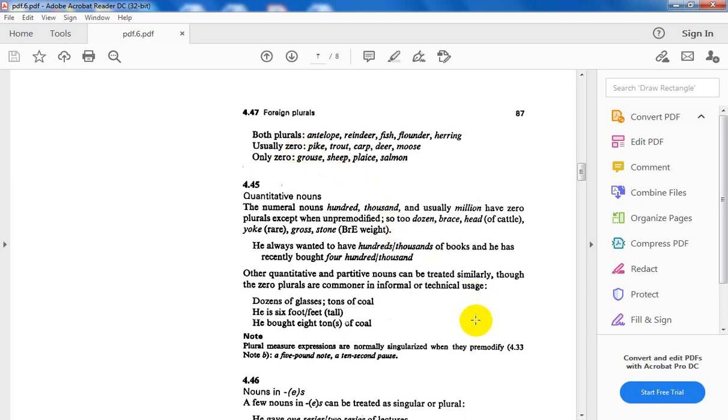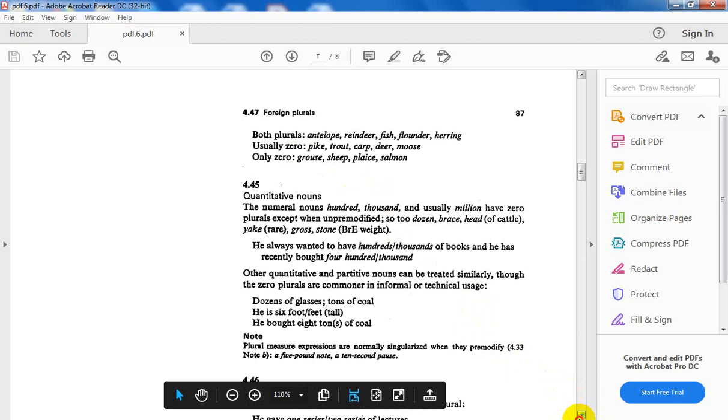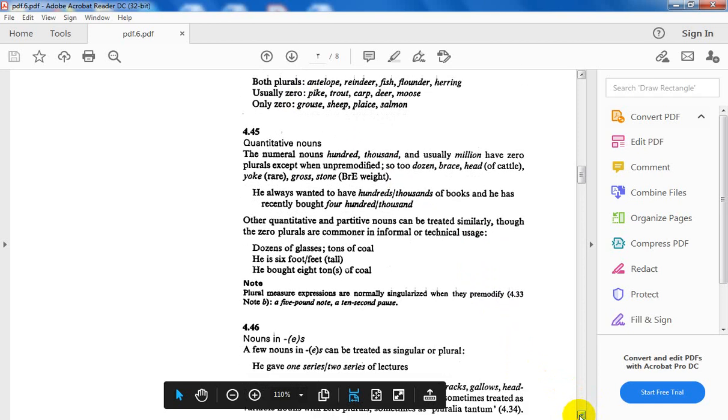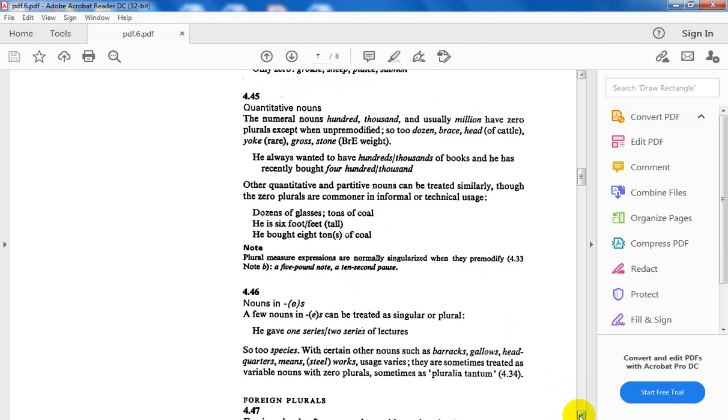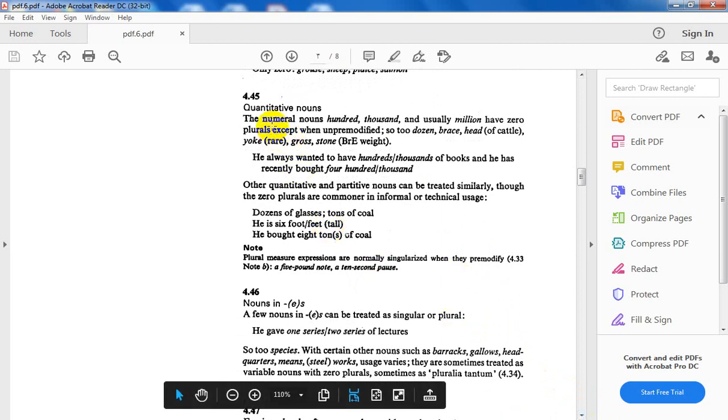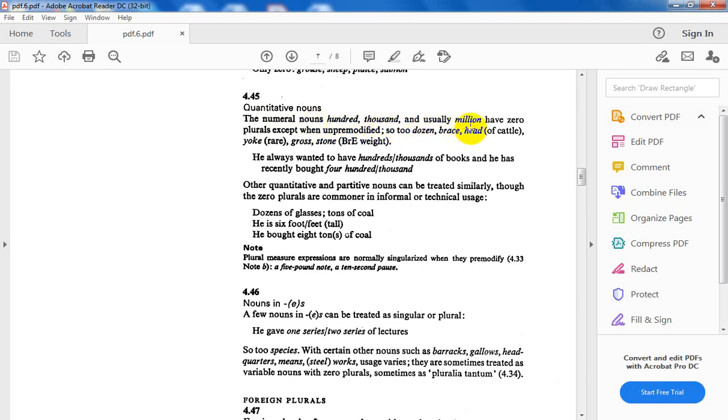Quantitative nouns. Quantitative nouns here means nouns referring to quantity, and how they can be dealt with concerning the plural form. The numeral nouns hundred, thousand, million have zero plural except when pre-modified, meaning when there is no pre-modification before it. They are alone, so what is zero plural? So two dozen, pair, head of cattle, yak.